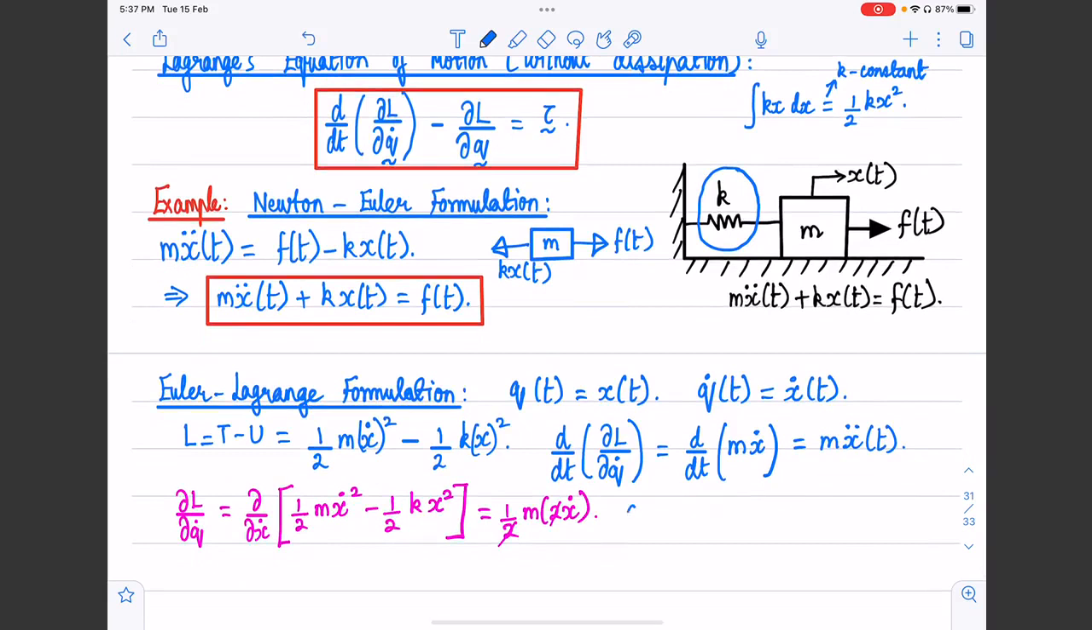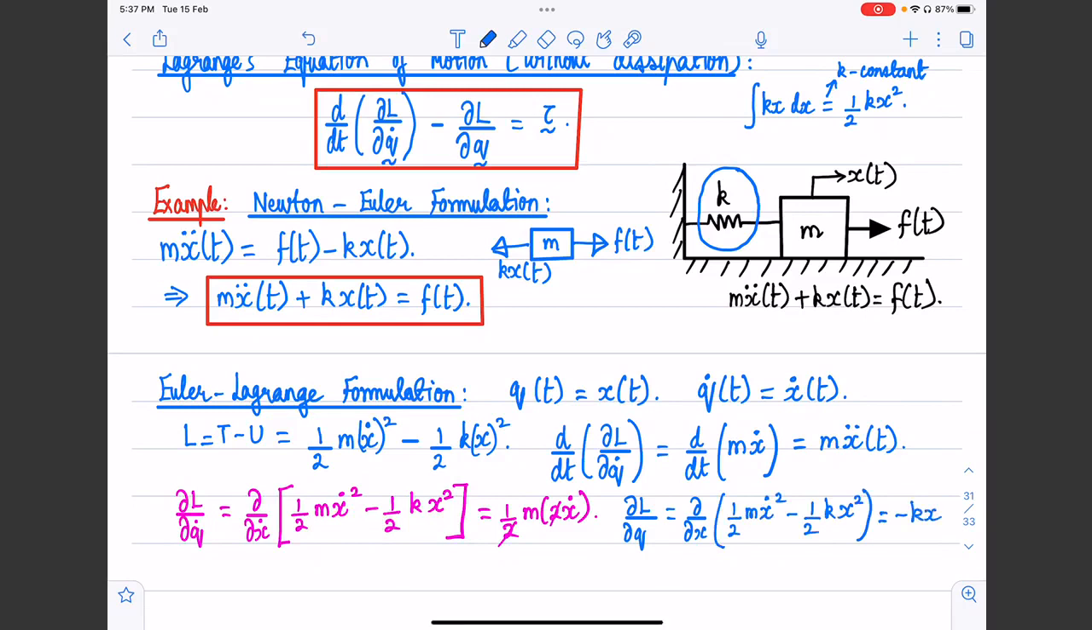Now let's look at the second term. When I want to calculate del L del q, I want to essentially take the partial derivative with respect to x of the Lagrangian. So this will be del L del x of 1/2 mx dot square minus 1/2 kx square. So what do you think will be the answer? Can you help me with this? Only kx. It will be only kx, but with the negative sign. We should not forget the negative sign.